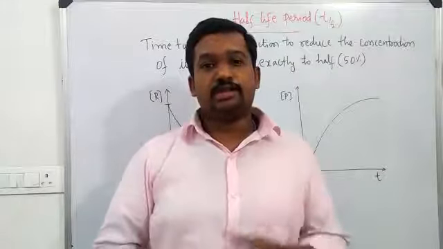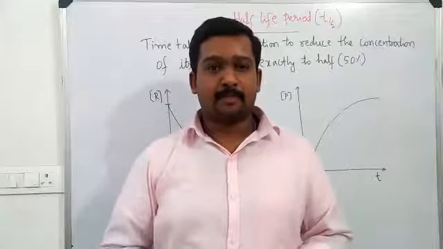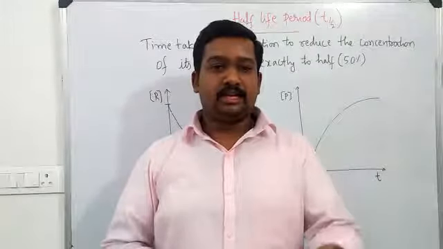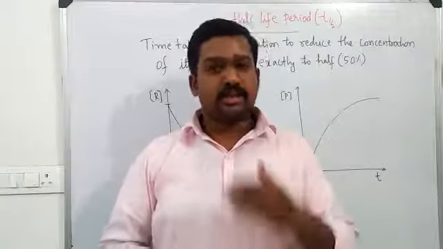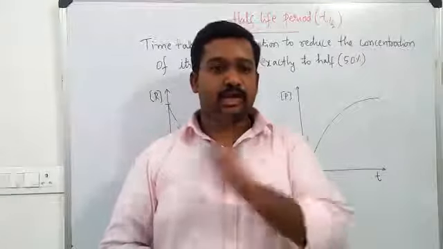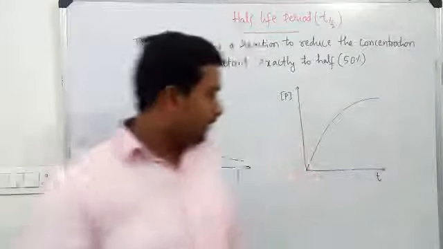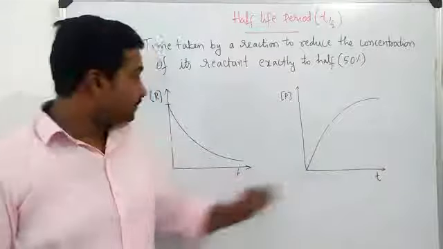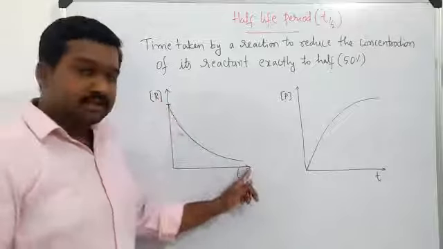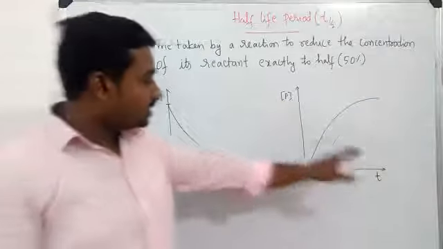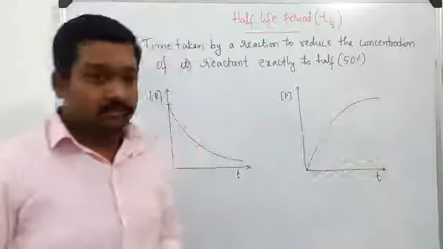Now the next concept is half-life period of a reaction. We have seen, studied and understood about the rate of a reaction using graphical representations for reactant versus time and product versus time. The graphs look like this. Reactant versus time will have an exponentially decreasing curve. Product concentration versus time will have an exponentially increasing curve.